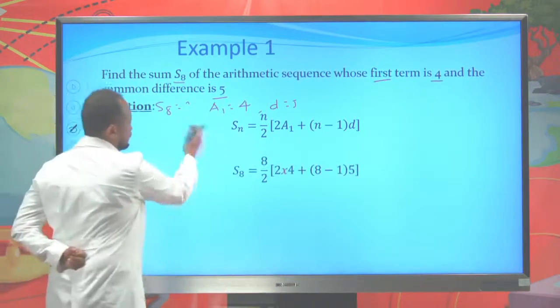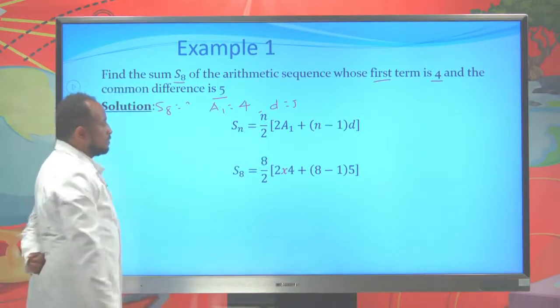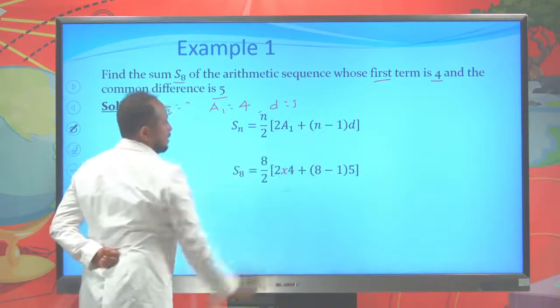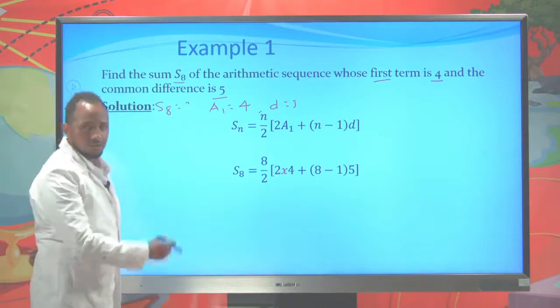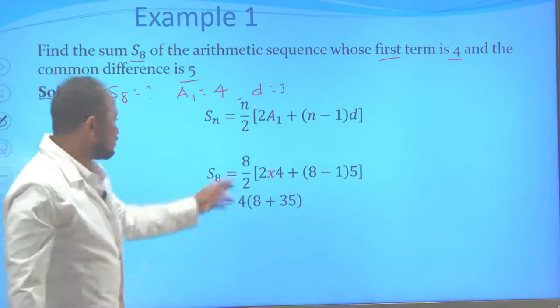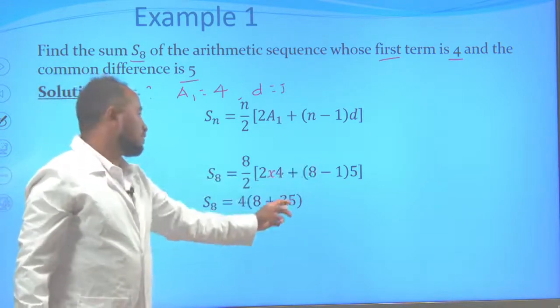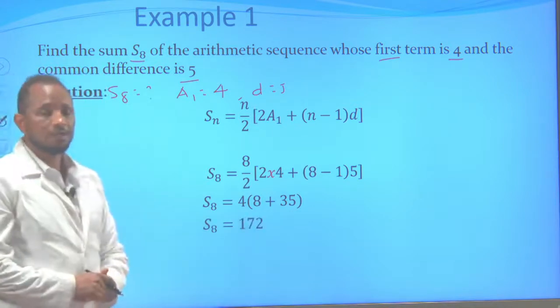So the sum of the first eight terms: you put 8 in place of n, 8 over 2 into twice the first term, which is 4, plus n is 8, and 8 minus 1 times the common difference, which is 5. So this is the sum of the first 8 terms. Simplifying, you get 4 times 8, and 8 minus 1 is 7, times 5 is 35. So the final answer will be 172.